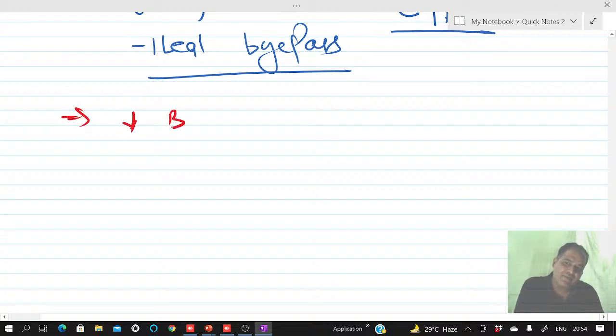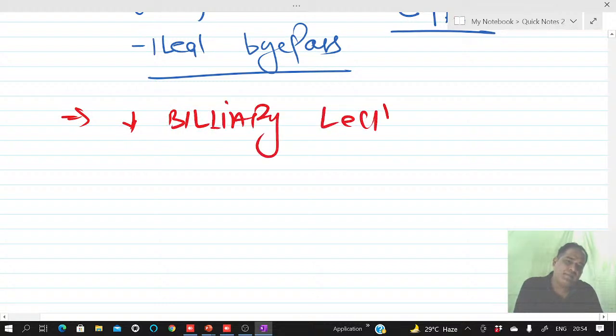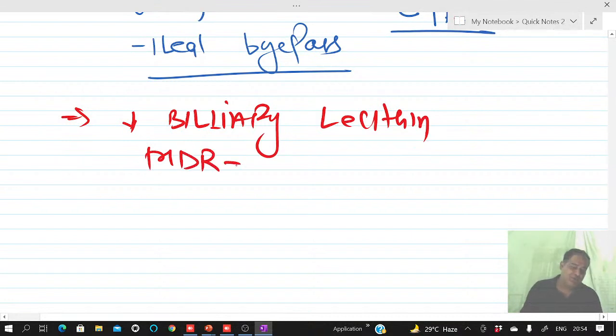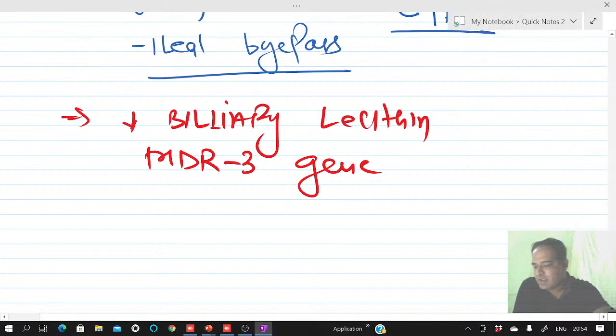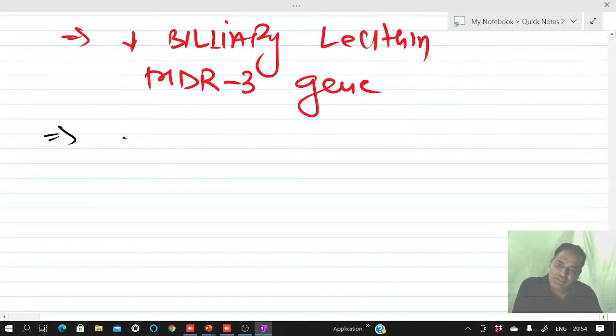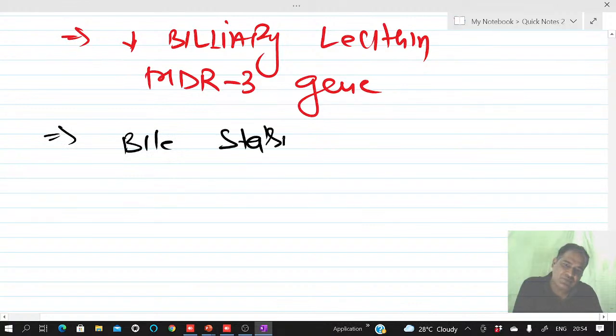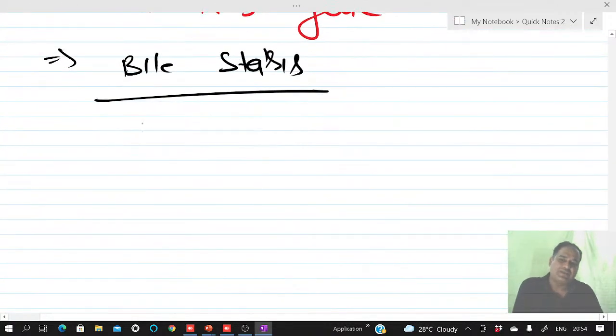Then, decreased biliary lecithin, that is the one which prevents the crystallization of the cholesterol. So this occurs due to MDR3 gene mutation. Now this can also occur if there is bile stasis. We can call this biliary stasis.